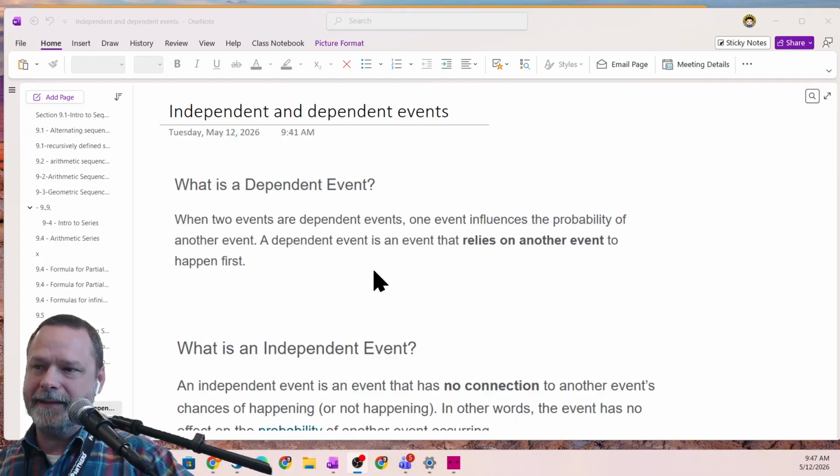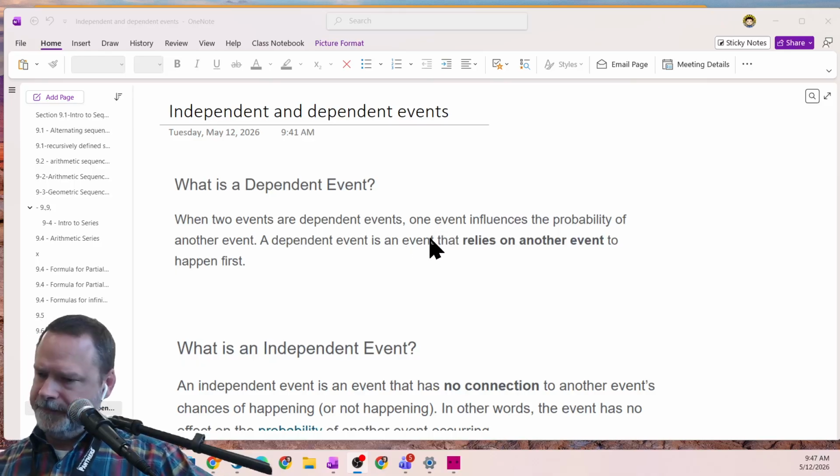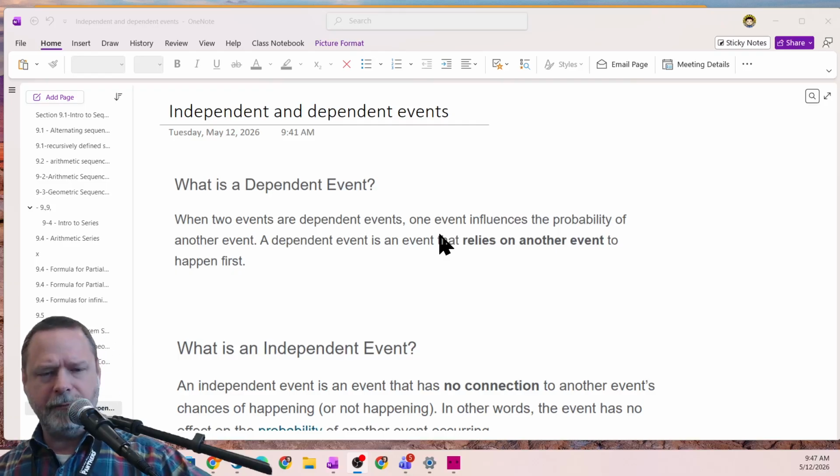I'm just doing math, general math. I don't know. Independent, dependent events. It sounds like statistics. Probability. I'm sure they're related.